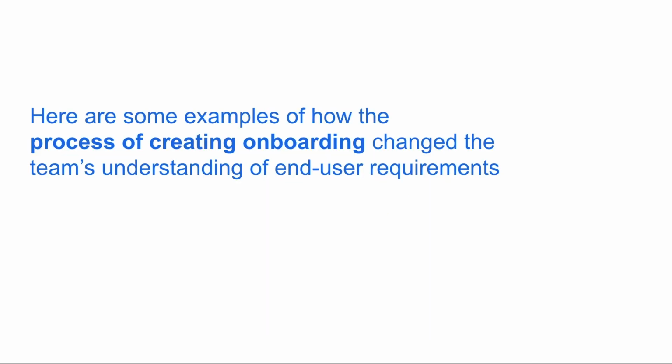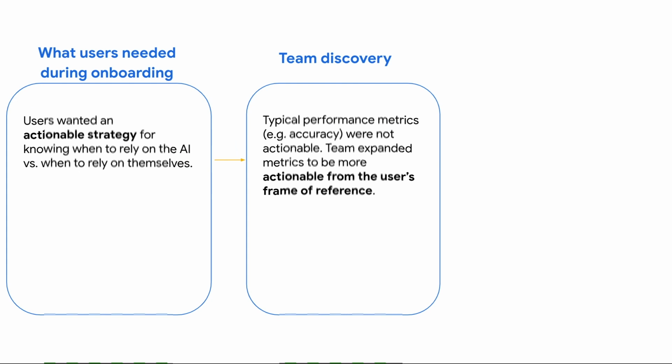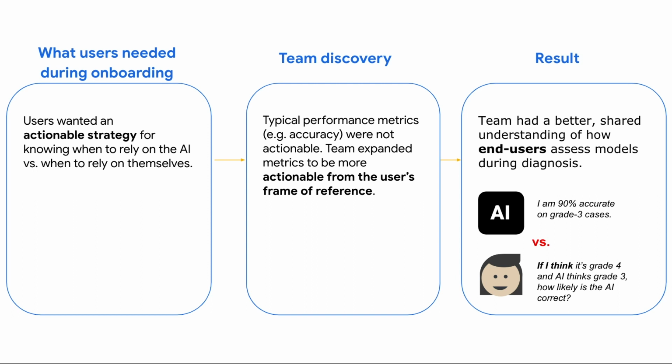Here are a few examples of how the process of creating onboarding changed our team's understanding of user requirements. First, we found that giving people metrics about the AI was not enough because metrics alone aren't actionable. Users wanted actionable strategies for knowing what to do in cases where they disagreed with the AI's predictions. As a result, the team needed to translate typical performance metrics like accuracy into metrics that could be more actionable from the end user's frame of reference. And through doing this, the team developed a shared understanding of how end users assess models during diagnosis.